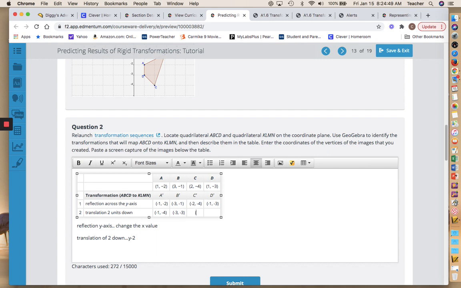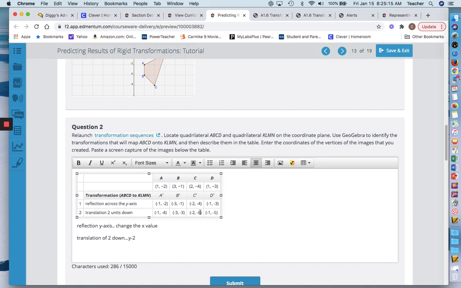Negative 2 stays the same. Negative 4 minus 2 is a negative 6. Negative 1 stays the same. Negative 3 minus 2 is a negative 5. So there's going to be our final figure. That's called the final image. That's going to be almost like a double prime, or they'll probably call it A1, B1, C1, D1.